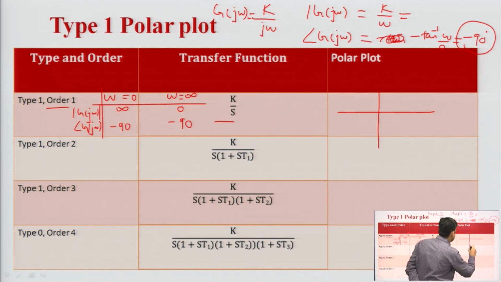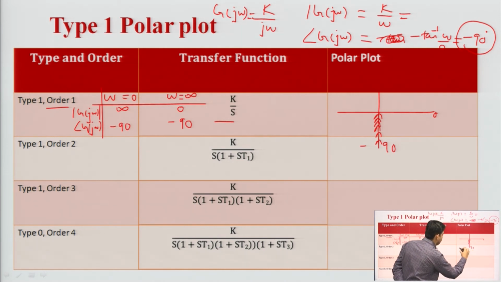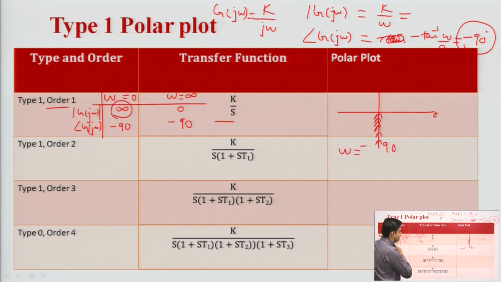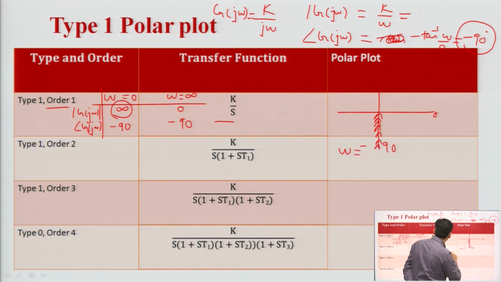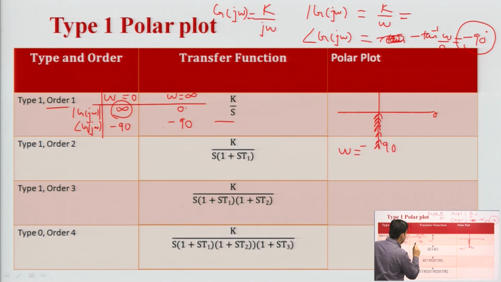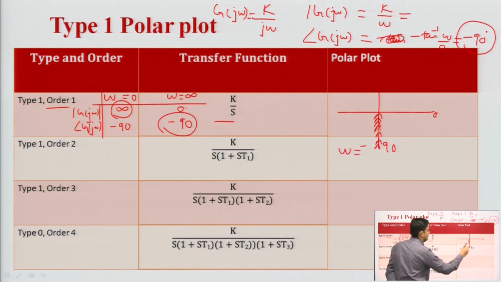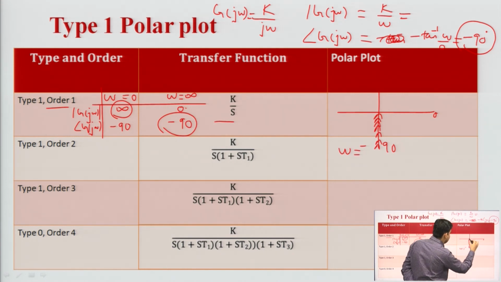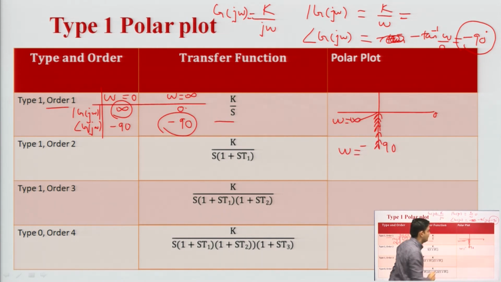So, here you can see this is my 0 and minus 90, and this will be my polar plot. It means my omega equal to 0 is here. You can say the mod is infinity. So, I will start from infinity, and I am terminating at the origin, again at the phase of minus 90. That is why I start from minus 90, terminate at minus 90, and here my omega value is infinity. So, this is the polar plot for type 1 order 1.